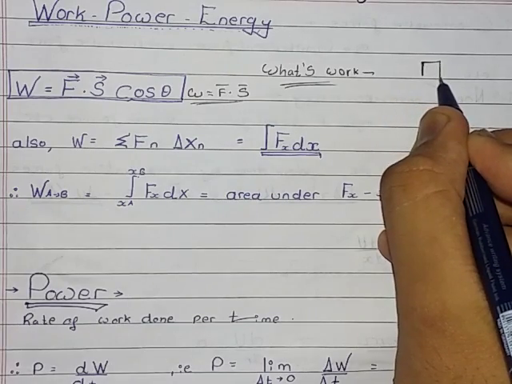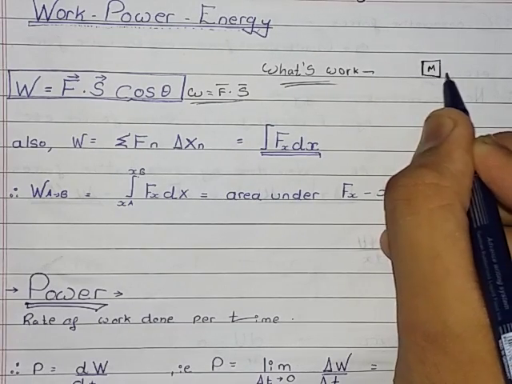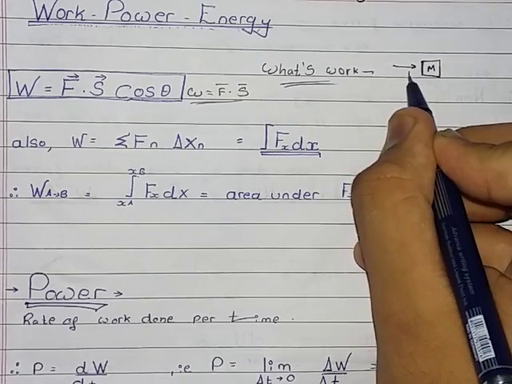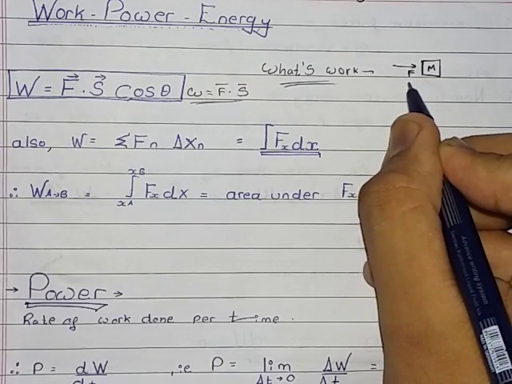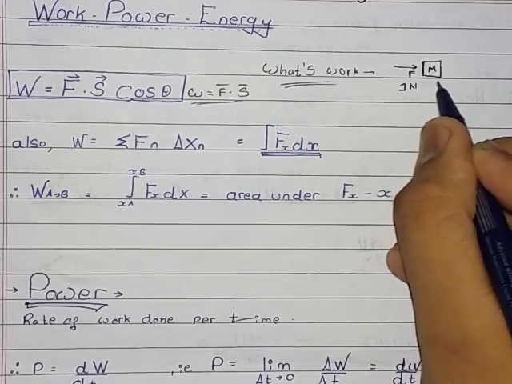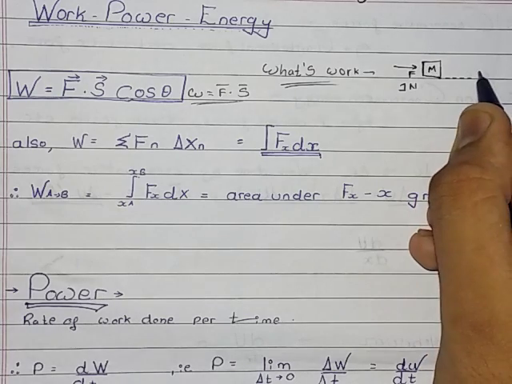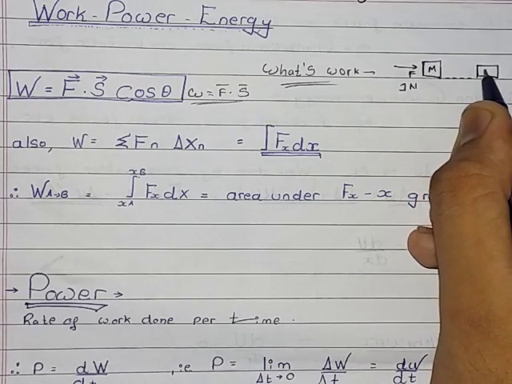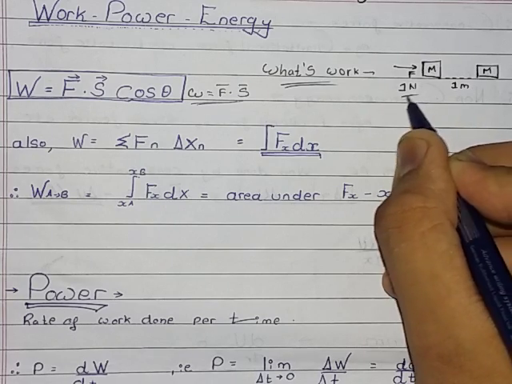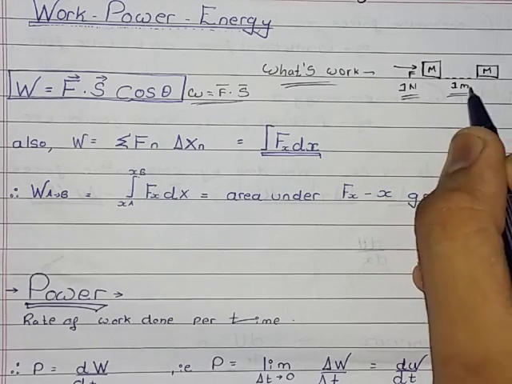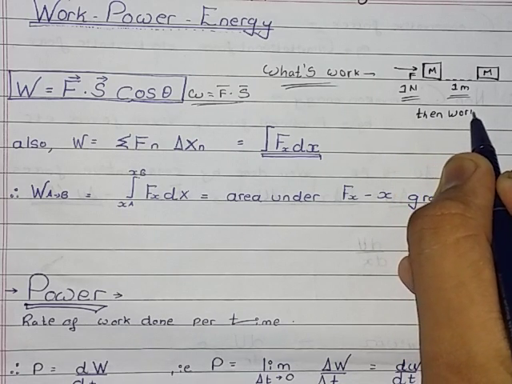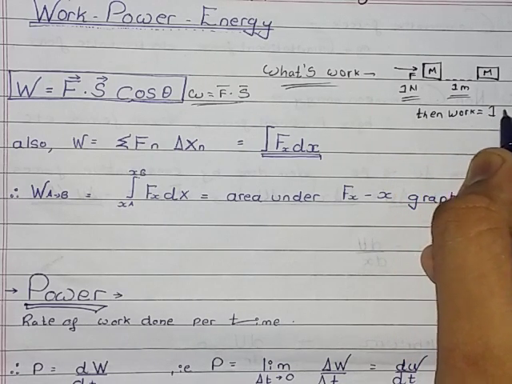Suppose there is an object of mass m. Mass doesn't matter. I'm applying a force F to it. I'm applying a force of 1 Newton to it, and the object is displaced by 1 meter. I'm applying a force of 1 Newton, displacement is 1 meter, then work equals 1 joule.